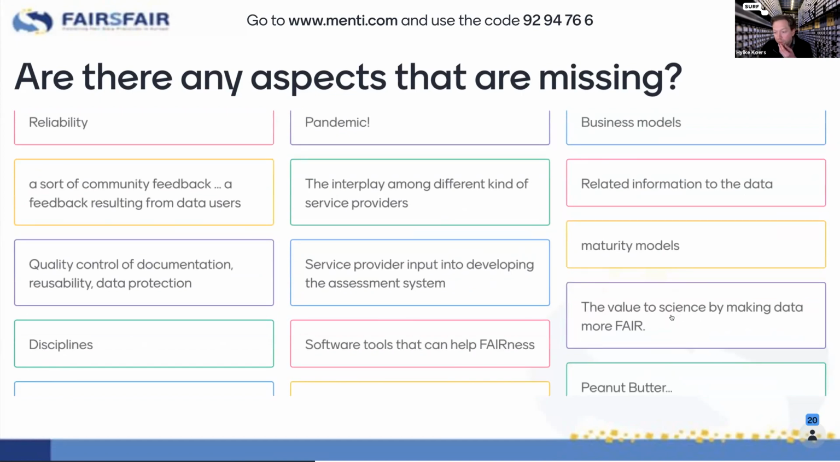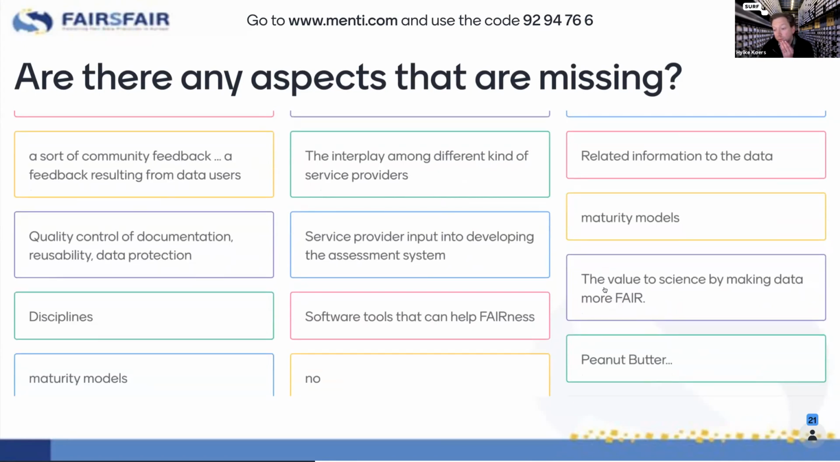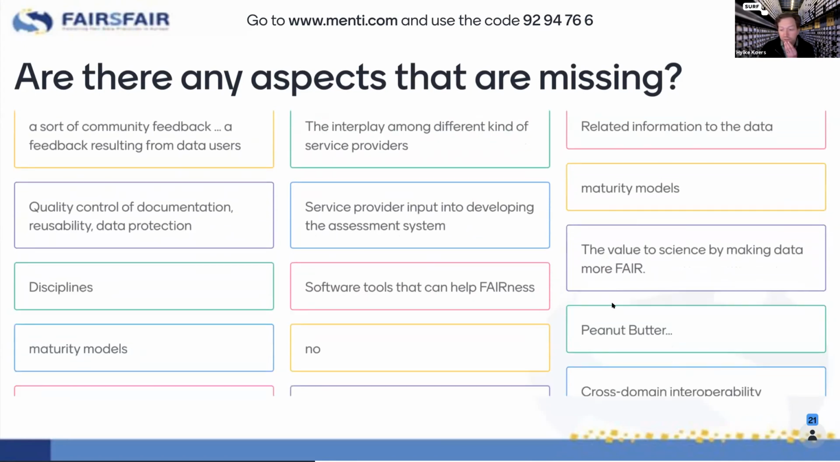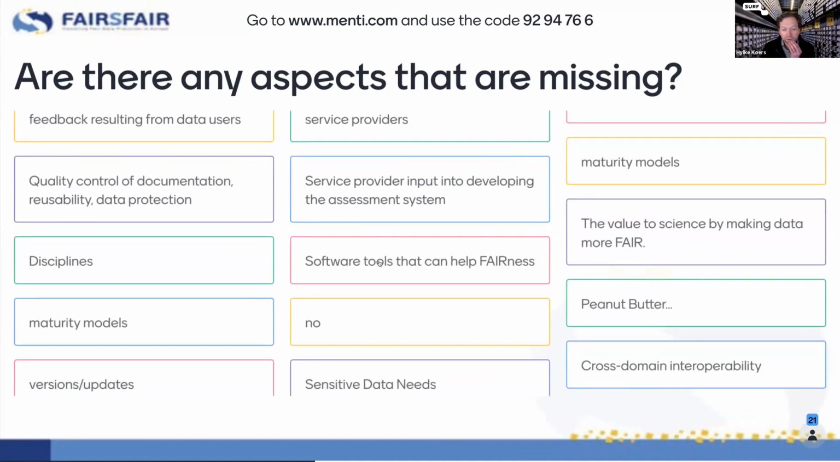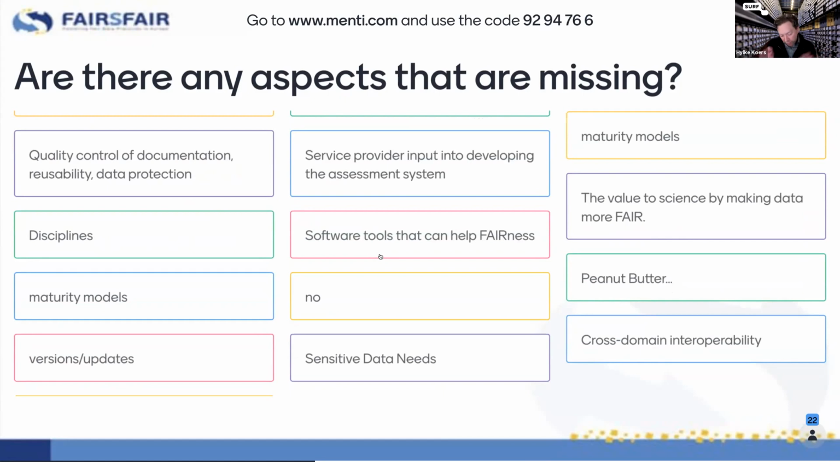The value to science by making data more FAIR, that is instrumental, of course. So if that's not sufficiently clear, we absolutely need to make that more explicit. Peanut butter, we did not think about peanut butter, I will admit. Software tools, great. This is a great remark as well. It is implicit in some of the aspects.